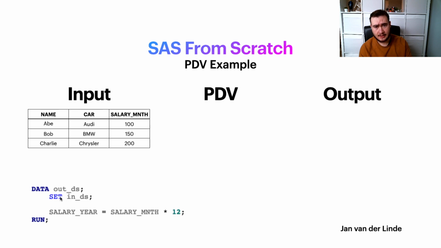In the second line, we're reading in input from something called inDS. That is again an arbitrary name. So in our imaginary example, this data set that we're looking at here is called in_ds. And then we are passing a single instruction to SAS. We know that this is the monthly salary, so let's multiply it by 12 to get the annual salary for the year. And we close our data step out with a run statement.